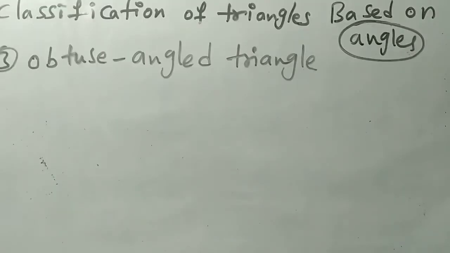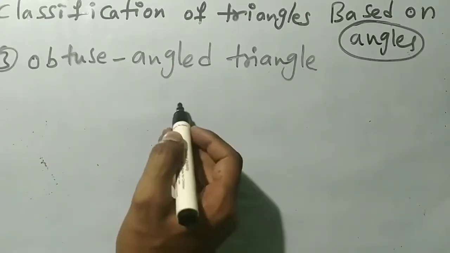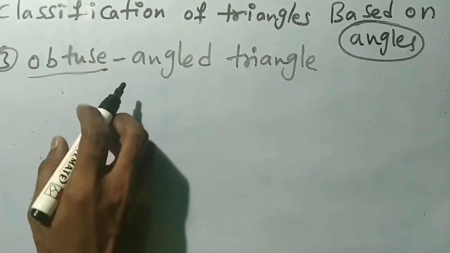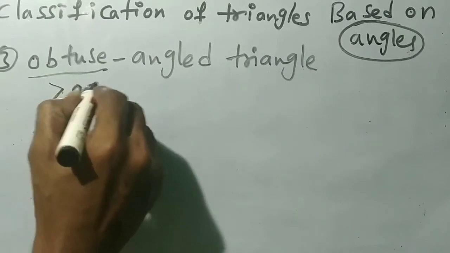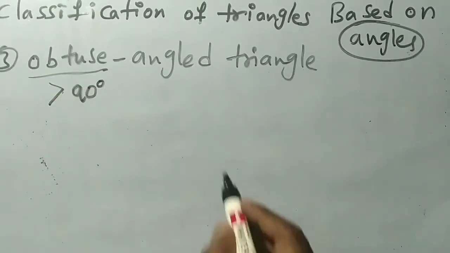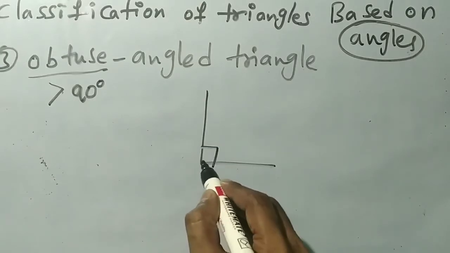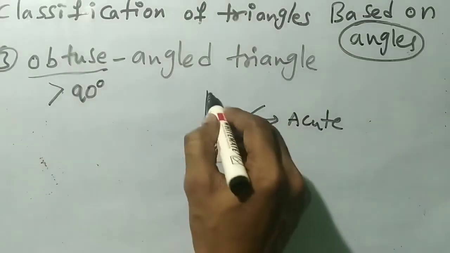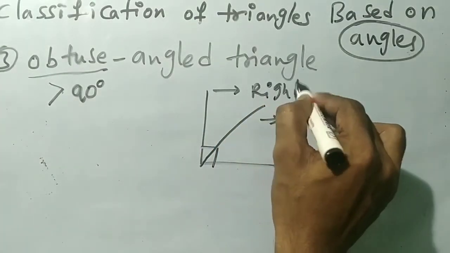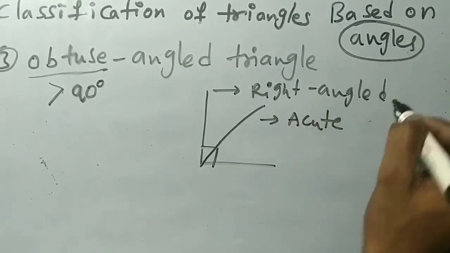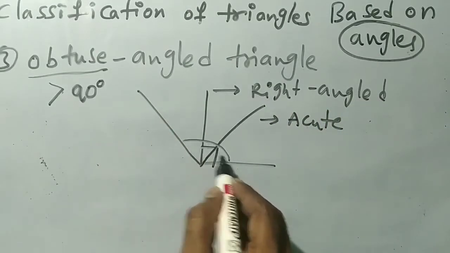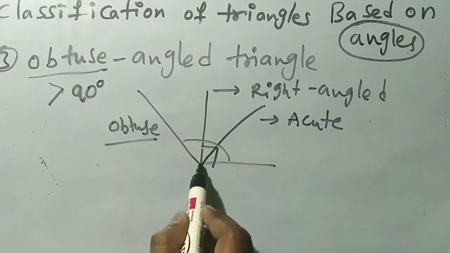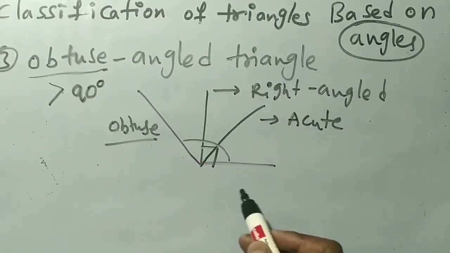Obtuse angle triangle. Earlier we studied that obtuse is nothing but more than 90 degrees. Let us say this is 90 degrees. If this is less than 90, this is acute. This is a right angle, and this is obtuse. So it is obtuse because it is more than 90; exactly 90 is a right angle, and less than 90 is acute. So let us go to the obtuse angle.